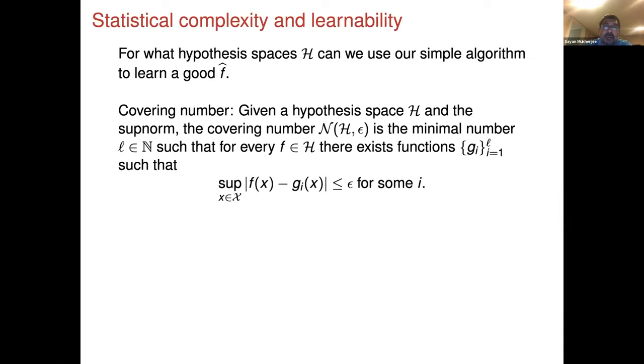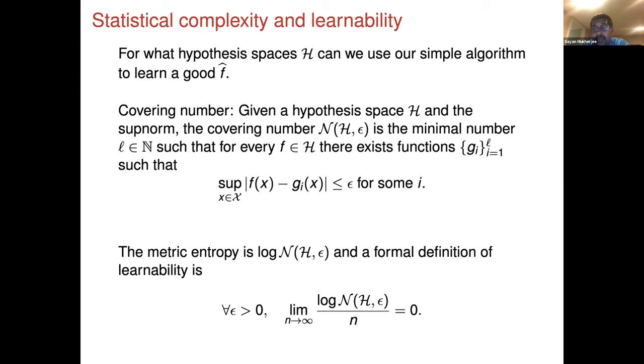So there's this very classic idea. I have a hypothesis space H, and I'm going to look at the supremum norm, and I'm going to try to cover it. So N(H, epsilon) is the minimum number such that for every function in H, there exists some function that covers it. And the metric entropy is nothing but the log of this covering number. And a formal definition of learnability is that as n goes to infinity, the log of the metric entropy goes to zero.